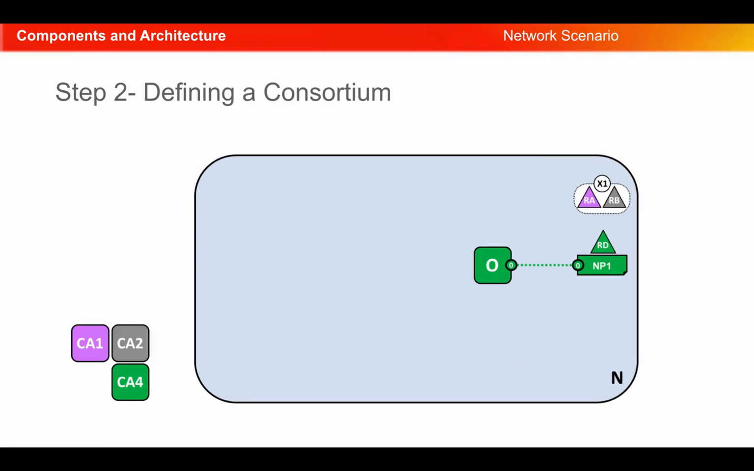As part of the second step, RA and RB, that is organization A and organization B, have come forward to form a consortium. For that, organization A is facilitated by the certification authority CA1 to give the certificates to RA, and organization B is facilitated by certification authority 2 to get the certificates.